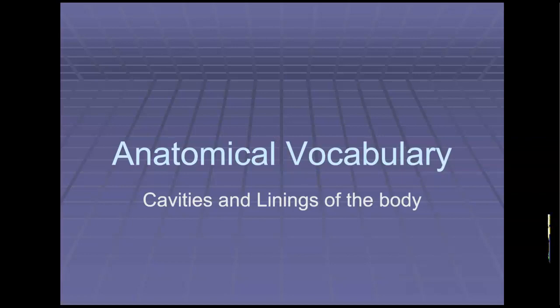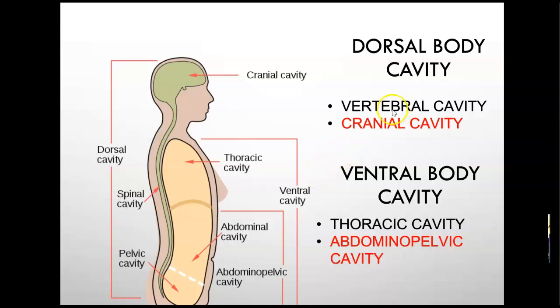Next, we'll look at the cavity and linings of the body. So your body is divided into two main cavities, the dorsal cavity and the ventral cavity. The dorsal cavity is going to contain your cranial cavity and the spinal cavity. The cranial cavity and the vertebral cavity. So spinal cavity is also called the vertebral cavity. So dorsal is another word for posterior. So you can see it's in the posterior part of the body here. And then ventral is another word for anterior.